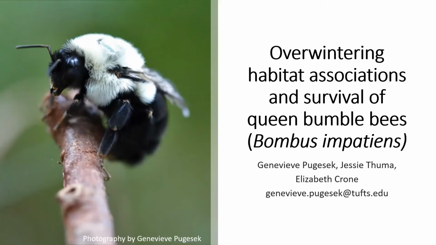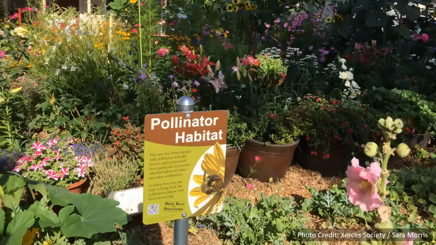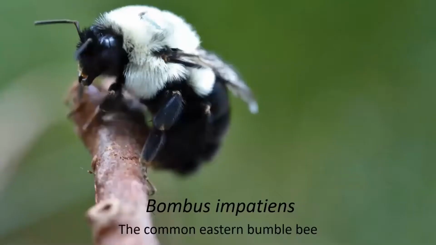Today I'm really excited to tell you about one of our projects exploring overwintering habitat associations and survival of queen bumblebees. There is a lot of interest in maintaining and managing habitats for pollinators in order to enhance pollination services for crops and wildflowers. Bombus impatiens is a really important pollinator in the northeastern United States because it's incredibly common. But just because it's common doesn't mean that we understand all of its resource requirements.